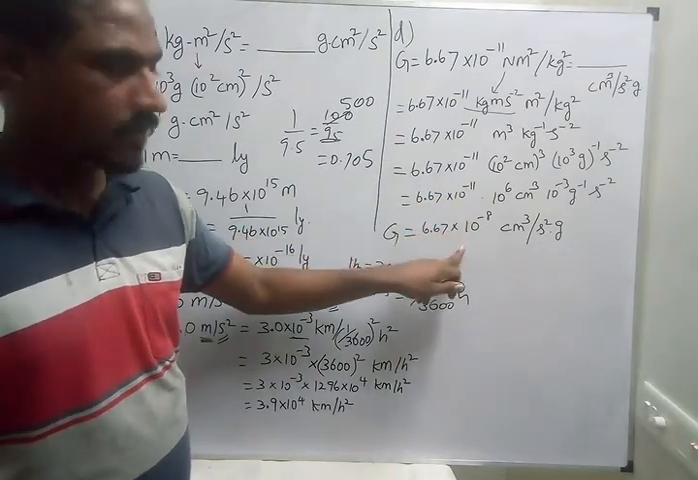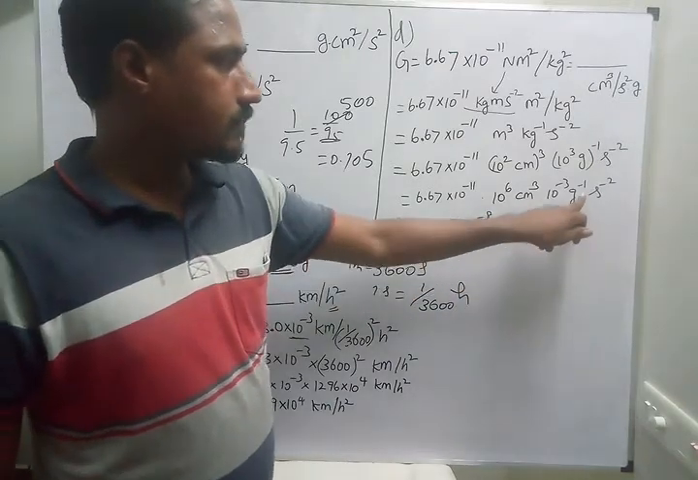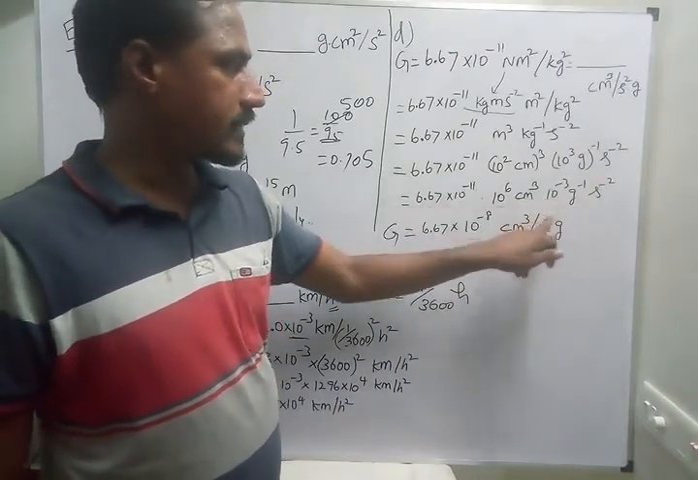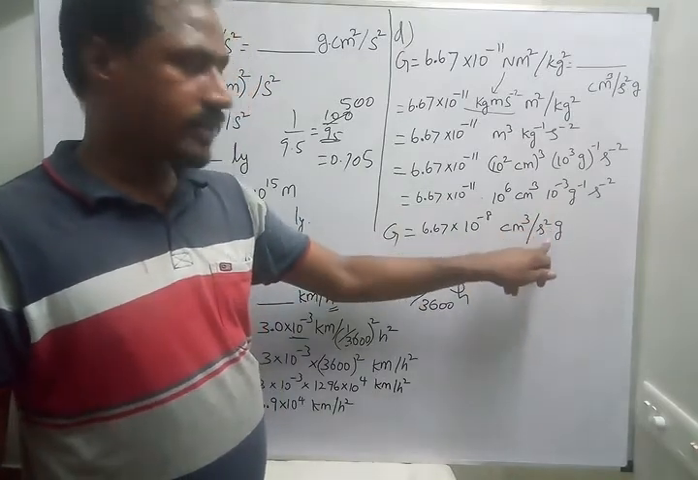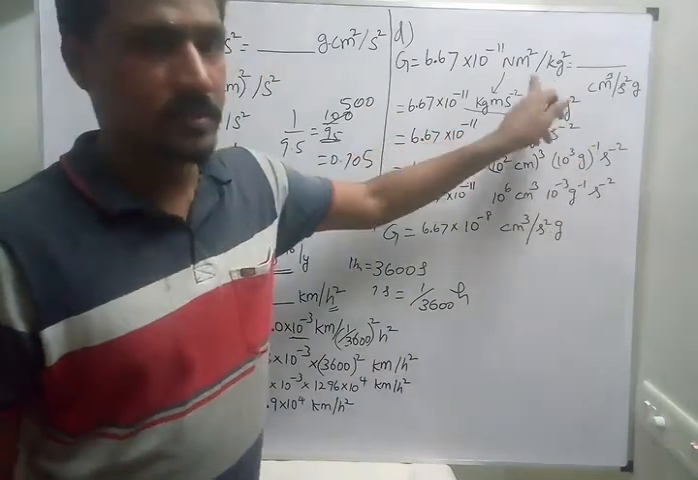So this is the numerical value. For units, combine centimeter cube and gram power minus 1, second power minus 2, which can be written as divided by second squared into gram. Okay, so this is the required conversion.